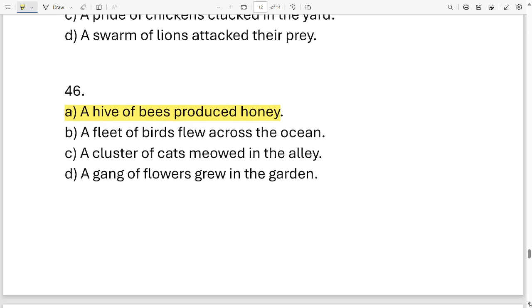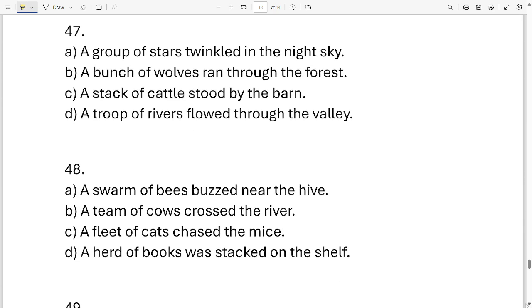Okay, let's move to the next one. Question 47. A group of stars twinkled in the night sky. A bunch of wolves ran through the forest. A stack of cattle stood by the barn. A troop of rivers flowed through the valley.